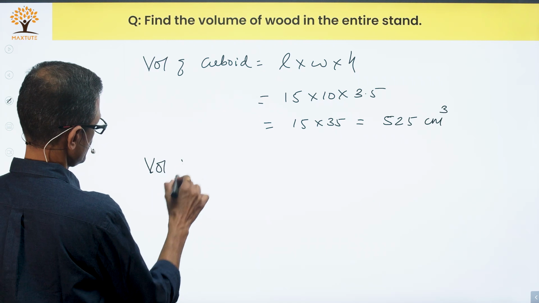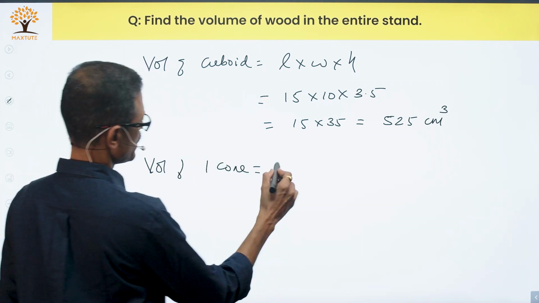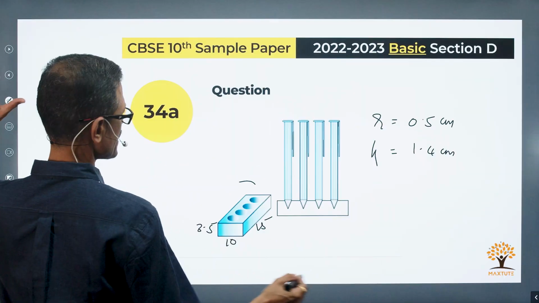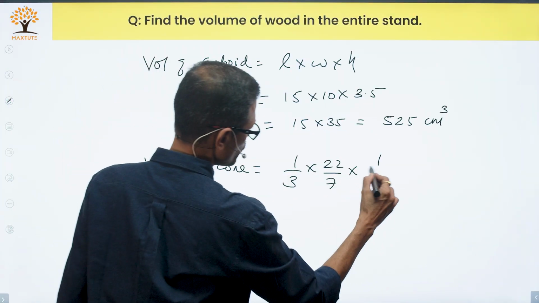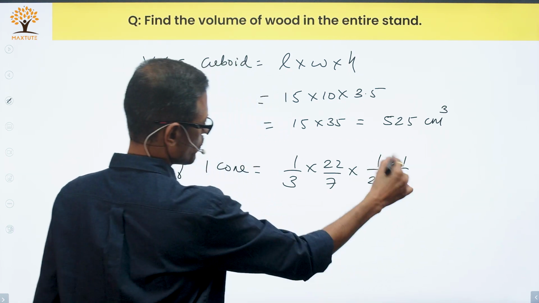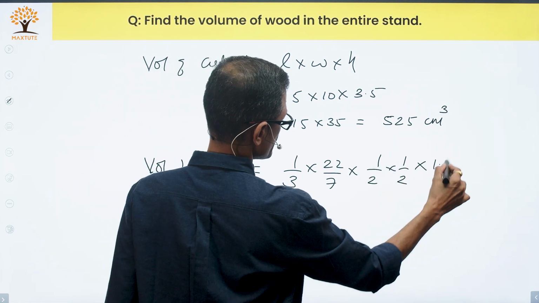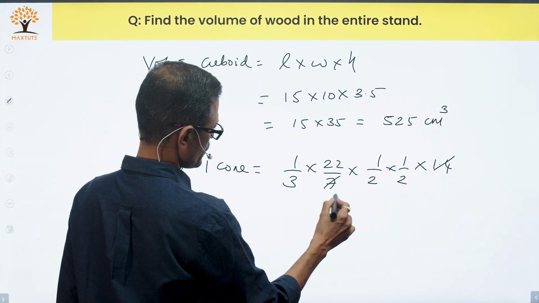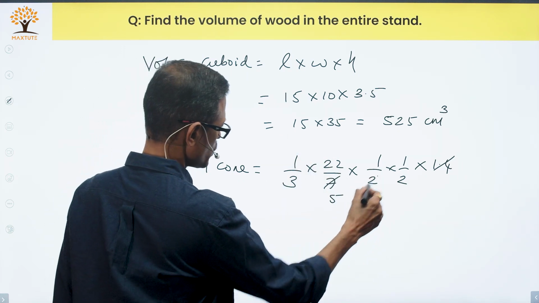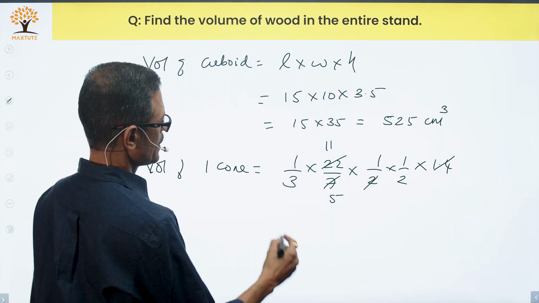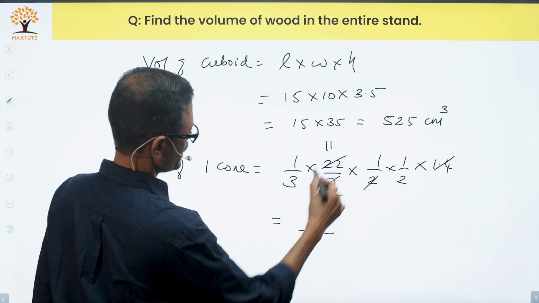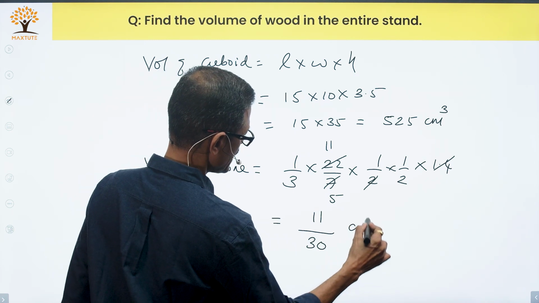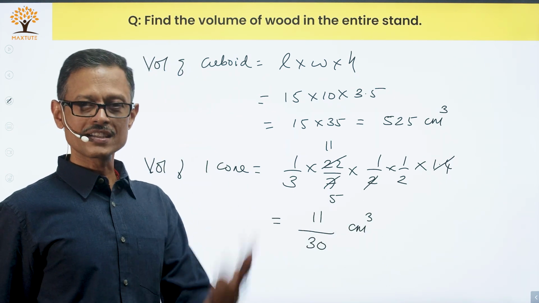Volume of one cone is equal to 1 by 3 into pi, which is 22 by 7, into r square into h. What is r? r is 0.5. I'll write it as 1 by 2 to make calculations easy. 1 by 2 into 1 by 2, r squared, into h, which is equal to 1.4. 1.4 will cancel with the 7 to leave us with a 5. 2 will get cancelled with this to leave us with 11. So what we have is 11 divided by 3 into 5, 15 into 2, 30. 11 by 30 centimeter cube is the volume of one such cone.